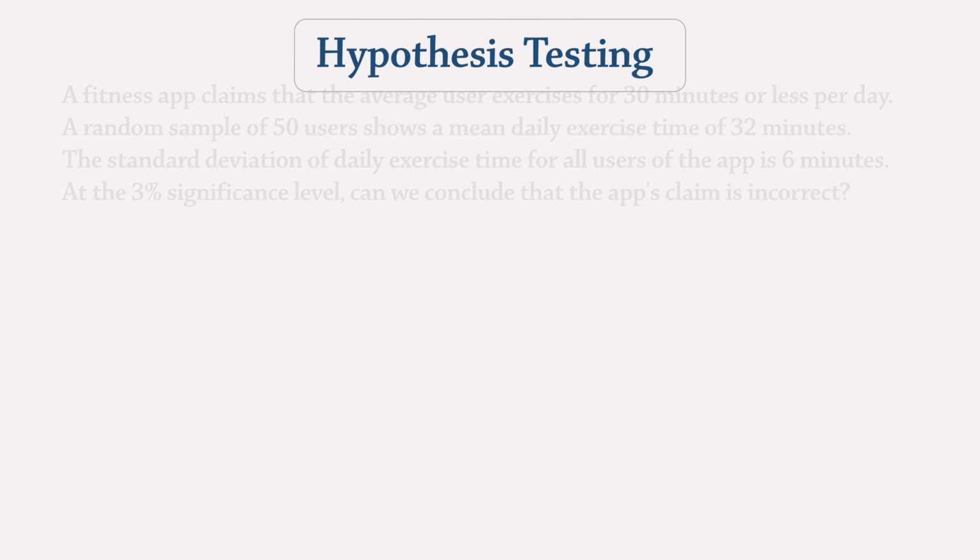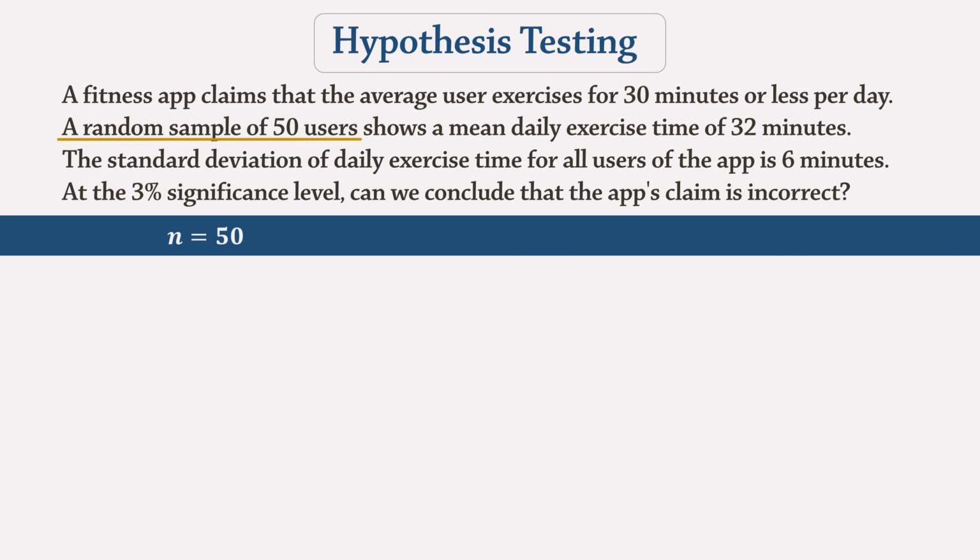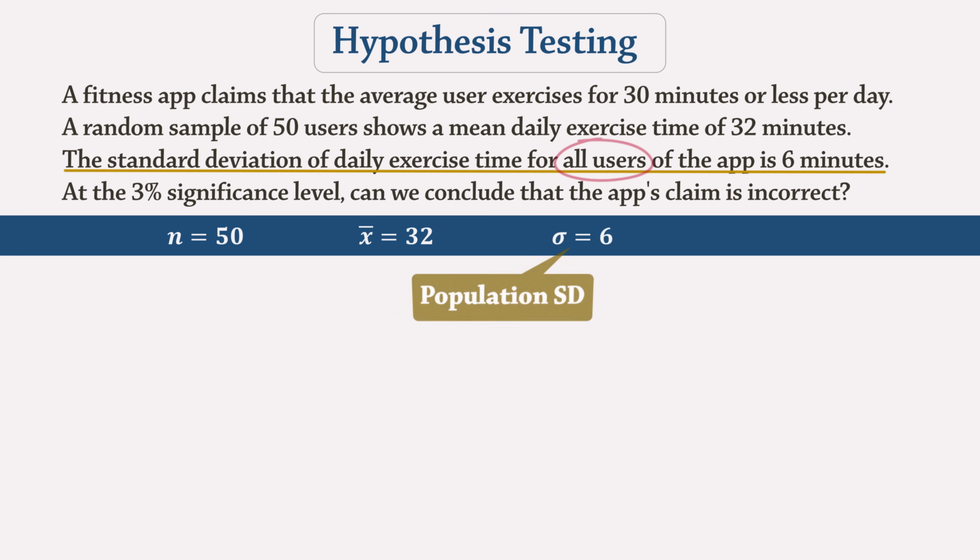Today we'll be testing a claim made by a fitness app that the average user exercises for 30 minutes or less per day. To test this claim, a random sample of 50 users is collected. Their mean daily exercise time is 32 minutes. The standard deviation of exercise time for all users is 6 minutes. Since the standard deviation is for all users, it is a population standard deviation sigma.